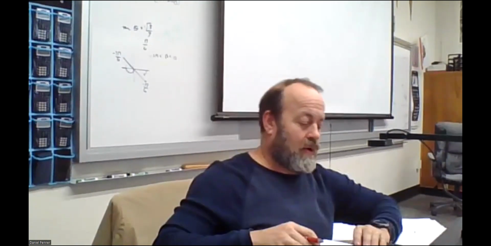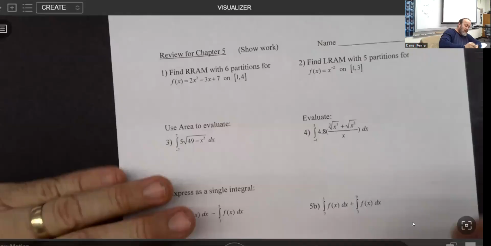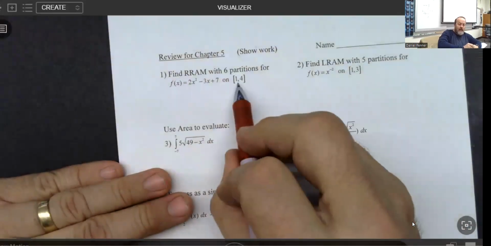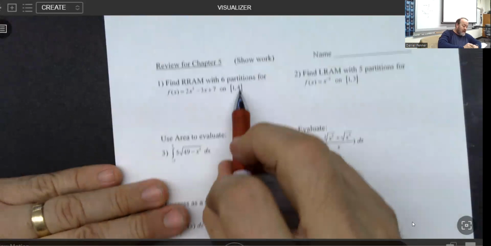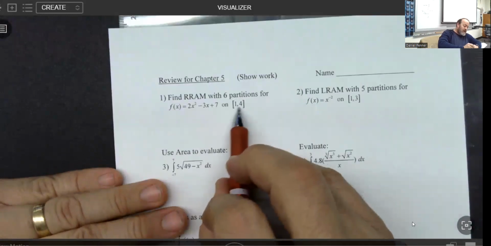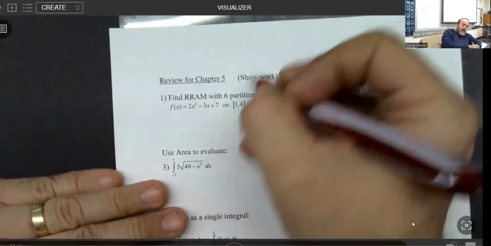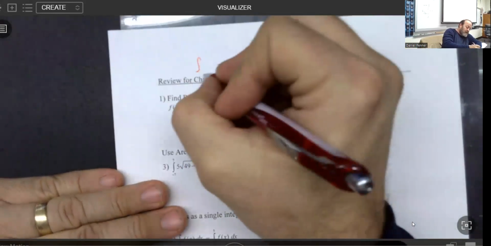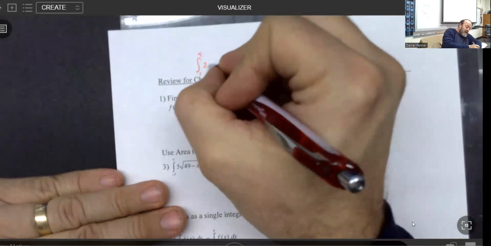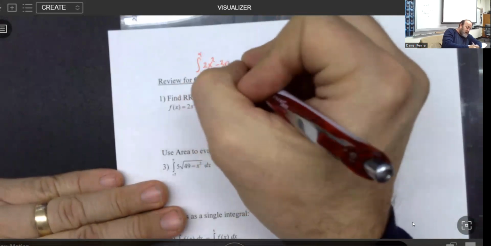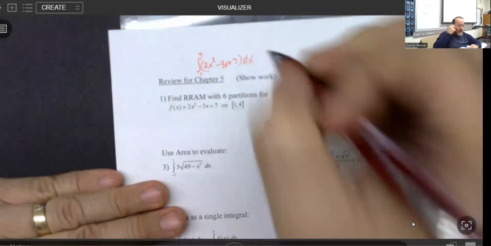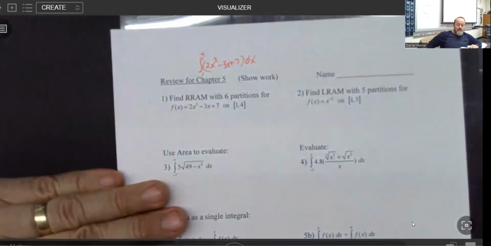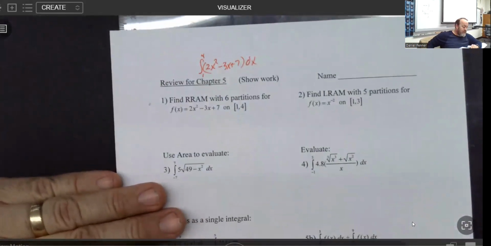Hopefully not the hardest topic that we have, but clearly if we have this region right here that spans a total of 3 units, we are looking for a representation of the answer of the integral from 1 to 4 of 2x squared minus 3x plus 7 dx. Keep in mind, we're going to be doing that using a right side Riemann sum as opposed to finding the definite integral, which would be more precise.